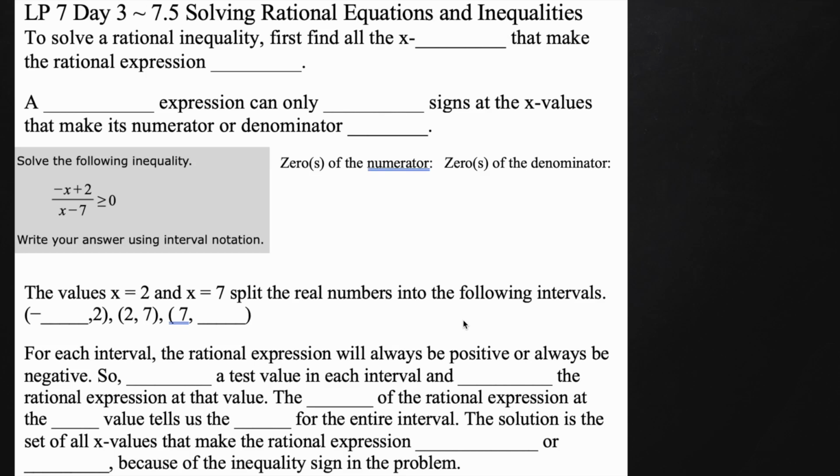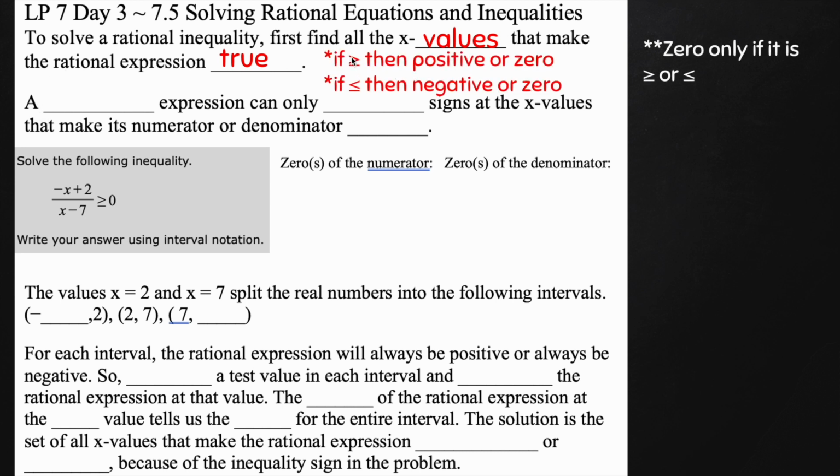In this video, we're going to take a look at a rational inequality. To solve a rational inequality, first we need to find all the x values that make the rational expression true. If it's greater than or equal to, then it's positive or 0. If it's less than or equal to, then it's negative or 0.